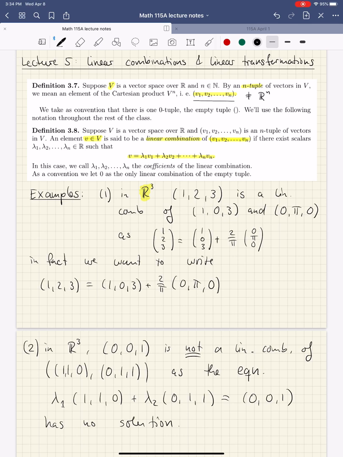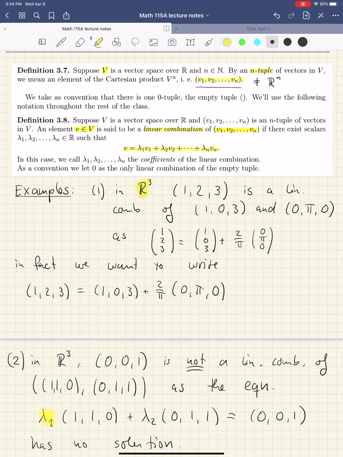But if you want to do that, you would start with lambda 1 having to be equal to 0, because you want lambda 1 times 1 plus nothing here to be equal to 0. So lambda 1 has to be equal to 0. And then you have that lambda 2 times 1 is equal to 0. So lambda 2 has to be equal to 0.